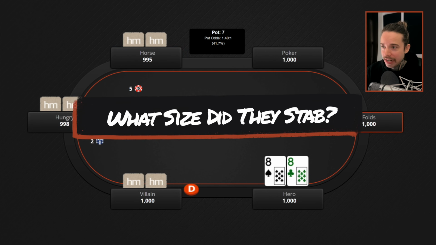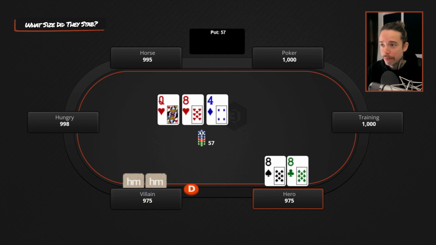All right, so we open pocket eights in the cutoff. Button is going to call. Flop comes queen 8-4. And is this board likely to get stabbed?